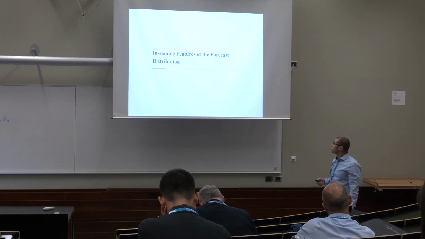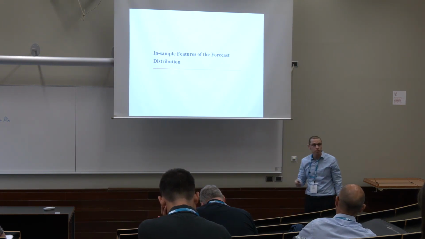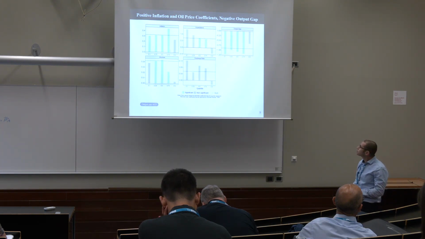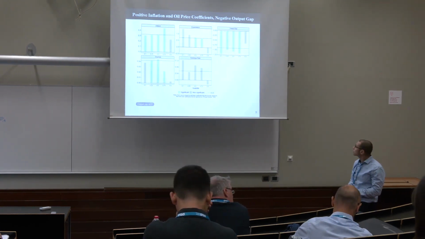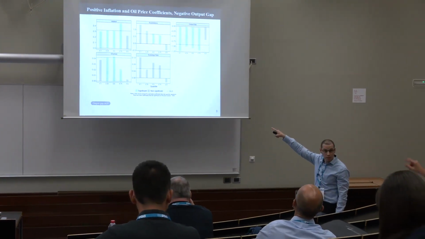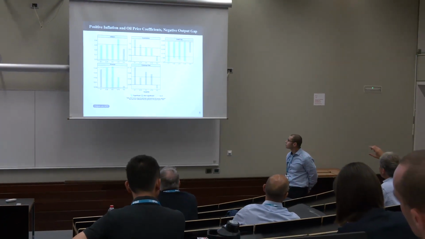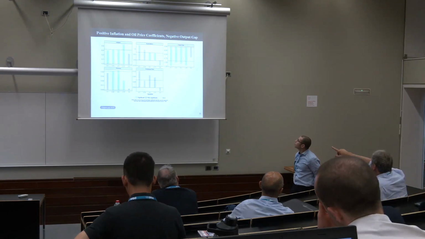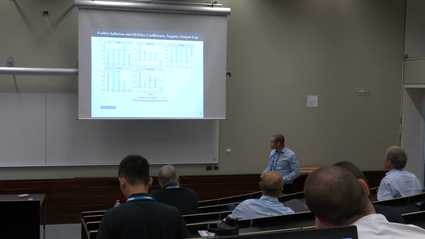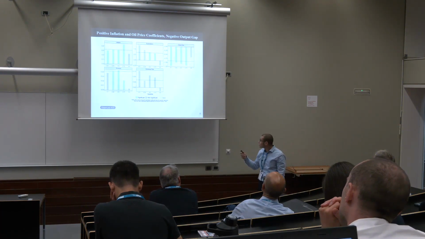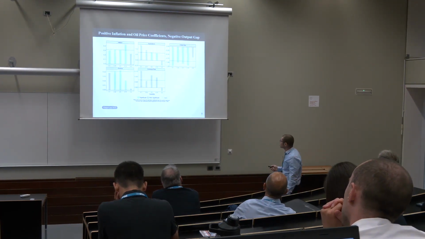So now I'll talk about the in-sample features of the forecast distribution. First, we can answer it. Sure. Each bar is the coefficient for that particular quantile. Correct. Oh, I see. Yes. You are absolutely correct, and I'll get to that in the forecast. Yes, for this sample, the model is not very good at forecasting abnormally high inflation. Yes, that's a very good point.